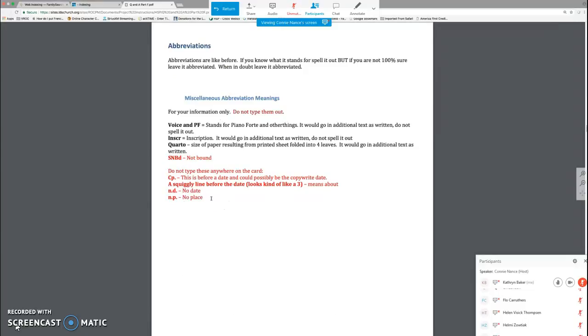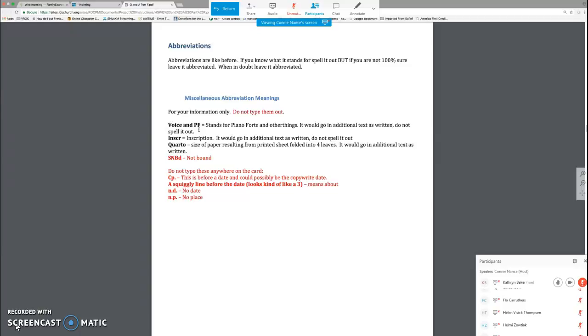Abbreviations. I've got some abbreviations here, and this is just for your information, so you know what the card is talking about. Do not spell or type these abbreviations out. I've got voice and pianoforte. I know PF stands for a lot of things, so I just put PF as pianoforte. That's all I put in there. So I don't need emails telling me what it stands for and that I should add it.